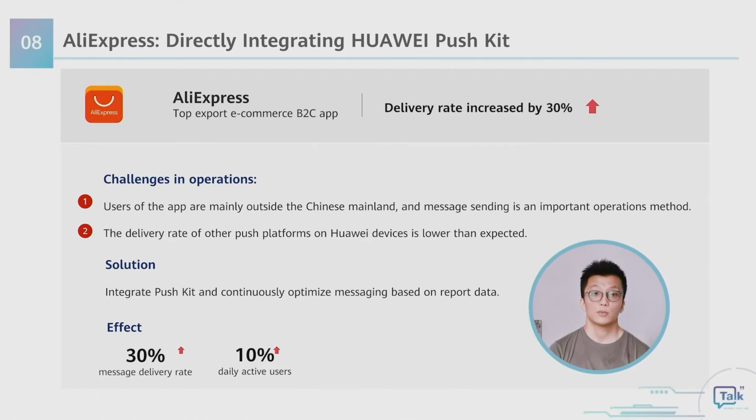The vast majority of the users of the app are outside of mainland China, and push notification is an important channel of communication for them. However, the delivery rate of other push platforms on Huawei devices is not as high as it should be. Together, we solve this issue with AliExpress by encouraging and facilitating the integration of Push Kit. And afterwards, the message delivery rate has reportedly increased by 30% and daily active users by 10%.